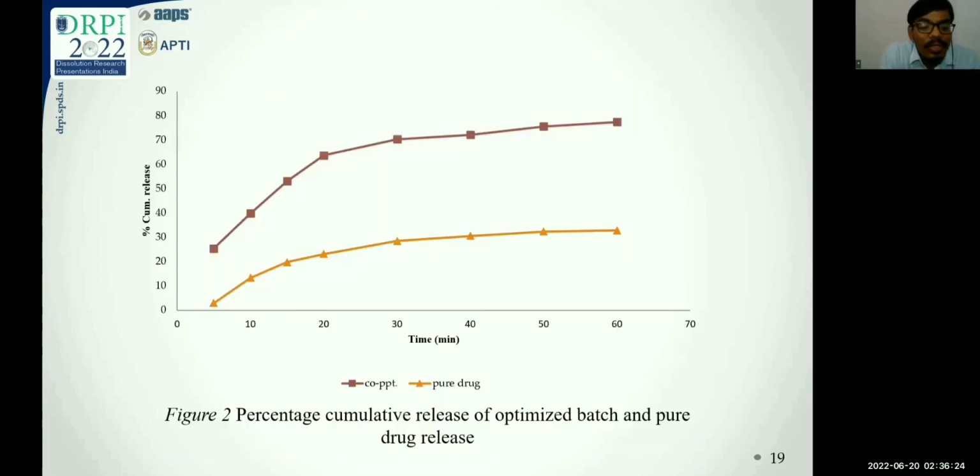The drug prepared by co-precipitation shows the highest drug release after 60 minutes, that is 77.41, whereas the pure drug shows 32.86 only. This graph gives the percentage cumulative release of the optimized batch and pure drug, in which the optimized batch using the co-precipitation method shows higher drug release than pure drug.